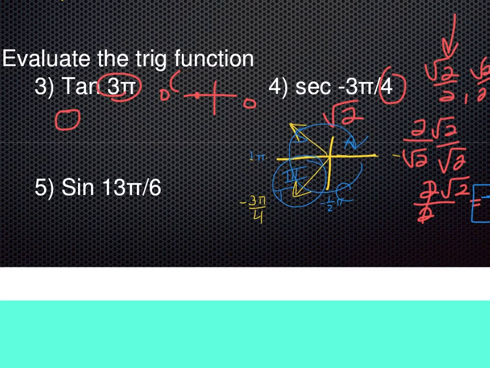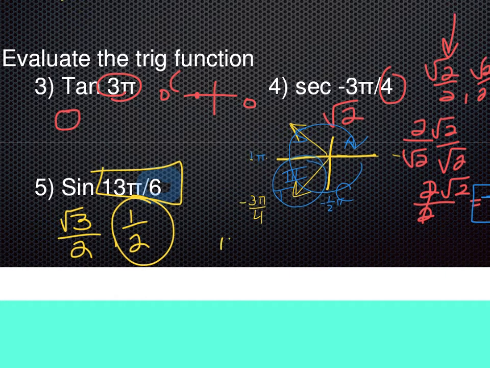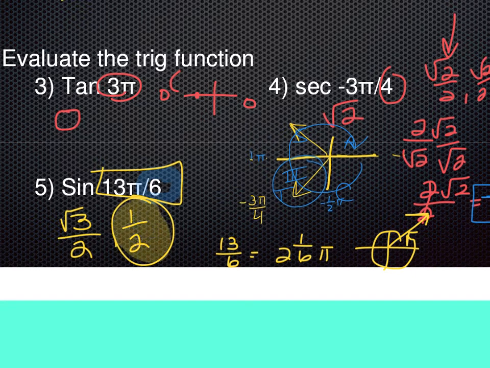All right, number 5 is 13 pi over 6. It is an over 6. The coordinate point at over 6 is root 3 over 2 and 1/2. I know the sine is 1/2. Now I look at 13 over 6 and convert that into a mixed number. That would be 2 and 1/6 pi, which puts me all the way around back into my first quadrant where everything is positive, so the sine would stay positive.